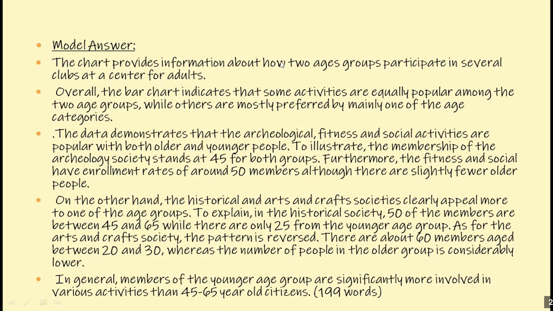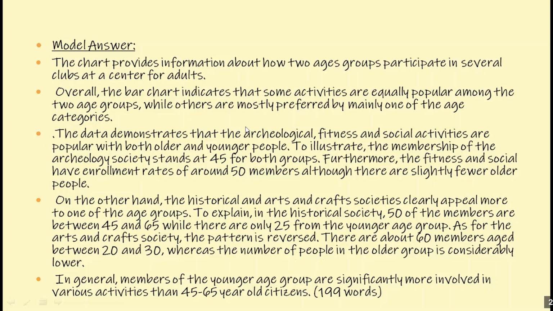The chart provides information about how two age groups participate in several clubs at a Center for Adults. That's the introduction. Overall, the bar chart indicates that some activities are equally popular among the two age groups, while others are mostly preferred by mainly one of the age categories. So that's big gap, small gap. Equally popular means that there is a small gap. Mostly preferred by mainly one of the age categories, so that's a big gap.